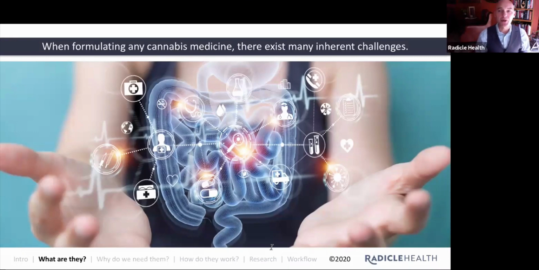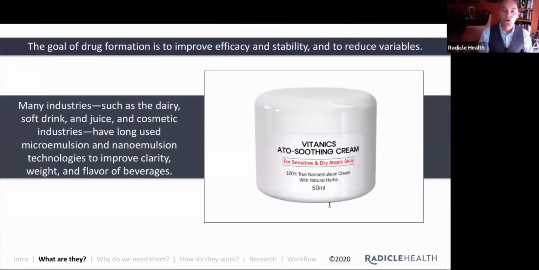However, ingested cannabinoids degrade in the stomach, they undergo excessive first-pass metabolism in the liver, and of course they produce psychoactive metabolites. Often consumers fail to understand the delayed onset of ingested cannabinoids, and we all have heard the story. They consume more than they intended before the product takes effect, and then, of course, they have very unpleasant adverse effects. So the goal of cannabis drug formulation is to improve efficacy and stability and to reduce those variabilities, for example, the variability of onset during oral ingestion.